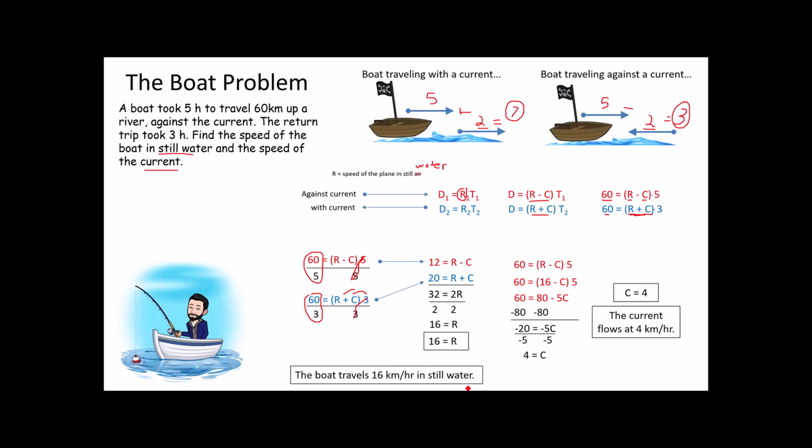Notice, when I'm traveling with the current, my boat is going 16 plus 4, or 20 kilometers per hour for 3 hours, which is 60. When I'm going against the current, I'm actually going 16 minus 4, so I'm only moving 12 miles an hour for 5 hours, which is also 60.